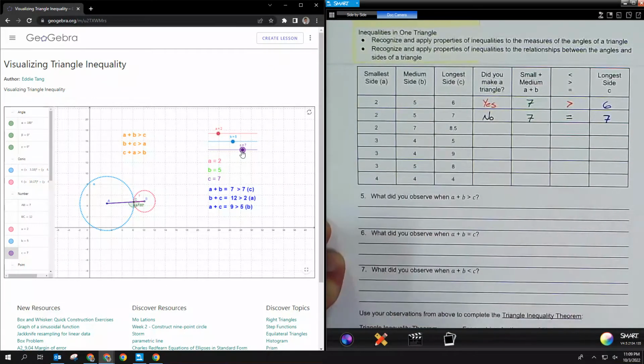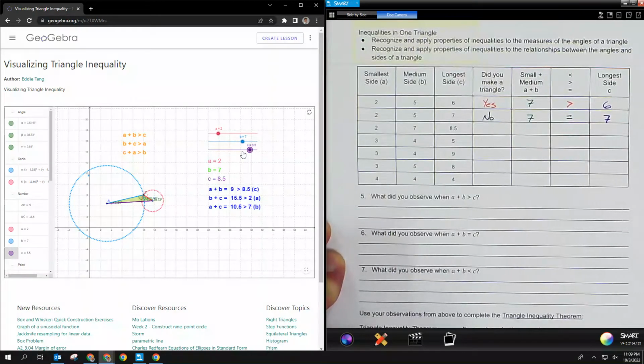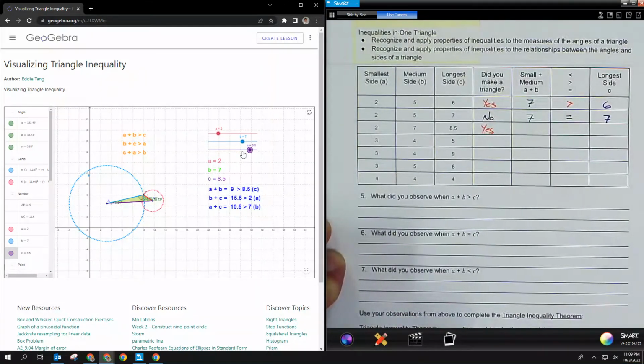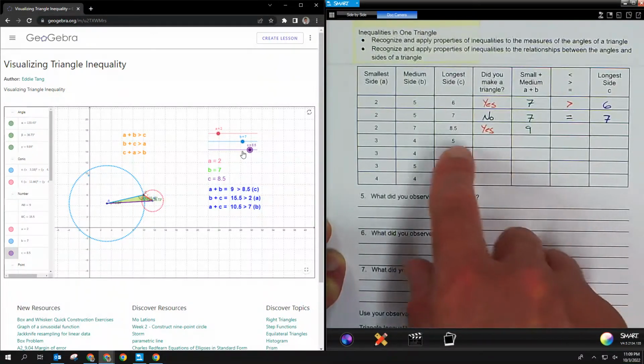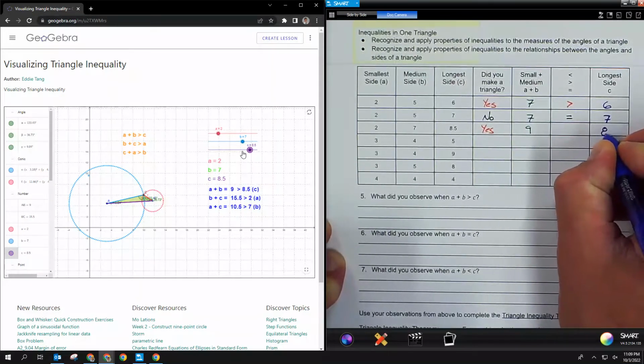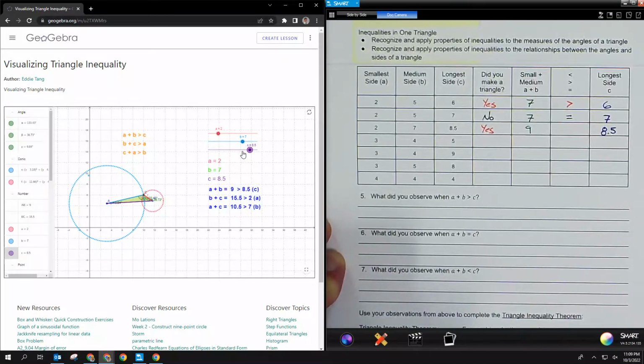Next, we have 2 and 7 as the small sides. So we're going to leave that one as 2. We're going to change this one to 7. And the largest side is 8.5. Does it make a triangle? As we can see there, yes, it does make a triangle. 2 plus 7 is 9. The large side is 8.5. So 9 is greater than 8.5.